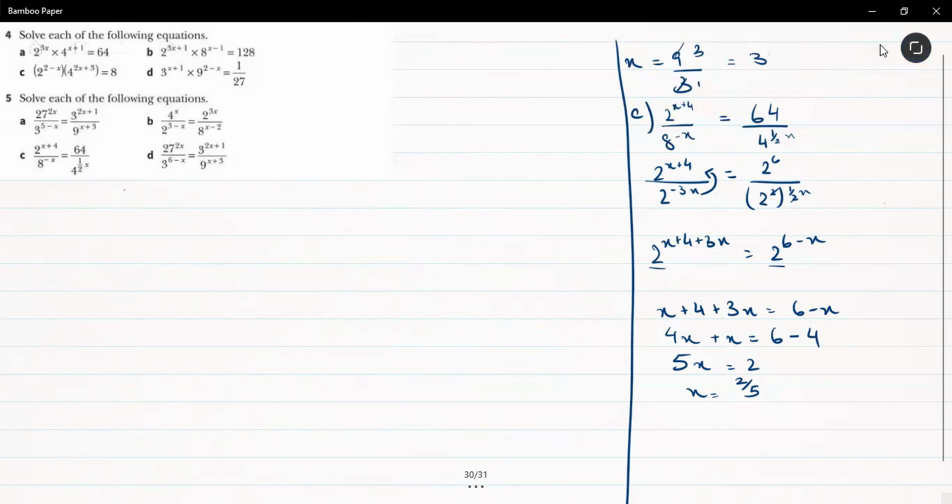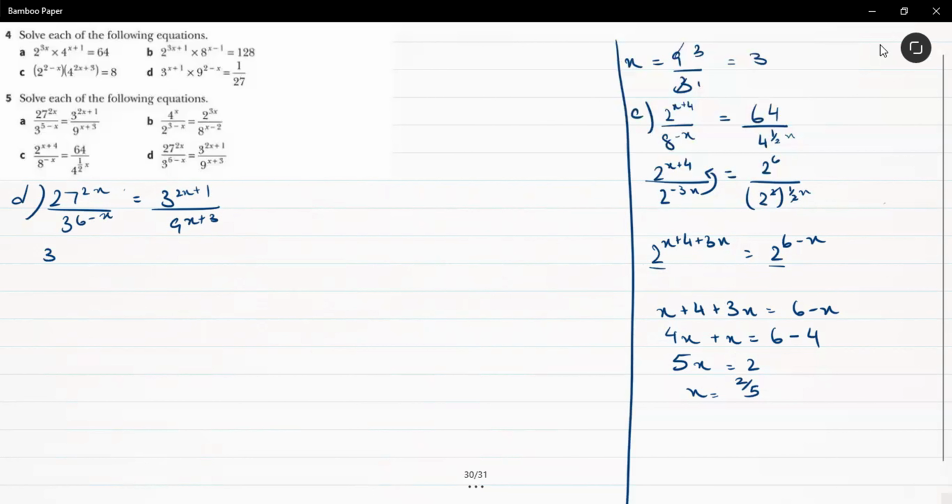For part D, we have 27 raised to the power 2x divided by 3 raised to the power 6 minus x is equal to 3 raised to the power 2x plus 1 divided by 9 raised to the power x plus 3. Now, we've been doing these types of questions for a long time. I mean, come on, you can solve this. So what we're going to do is just simplify this.